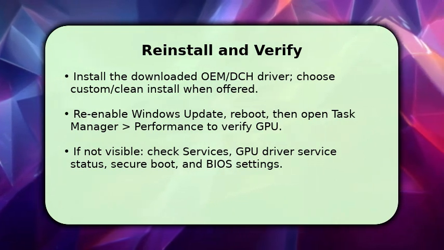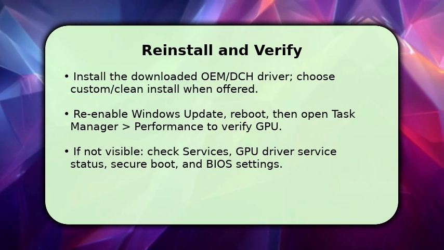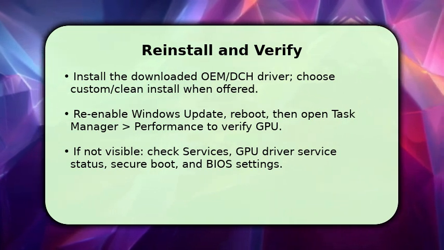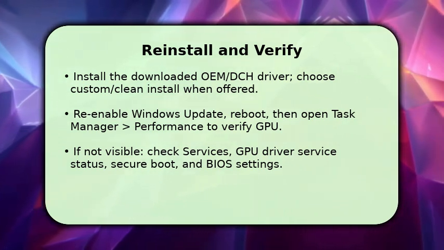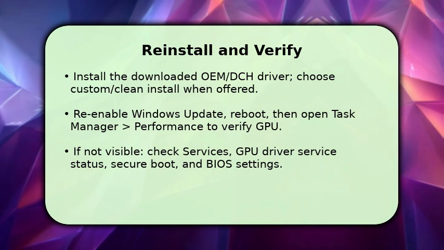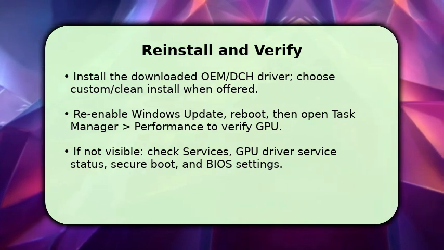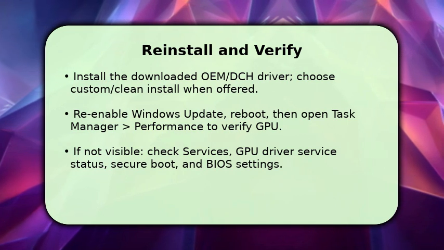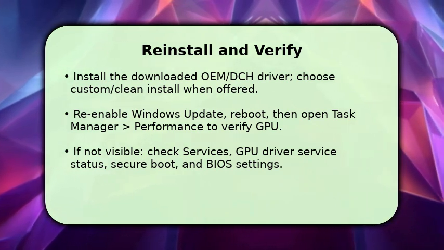Open Task Manager to the Performance tab and confirm the GPU appears with utilization graphs. If it still does not show, check the GPU driver service, Secure Boot and BIOS video settings, and the Windows feature graphics tools. These are common final blockers you can toggle.